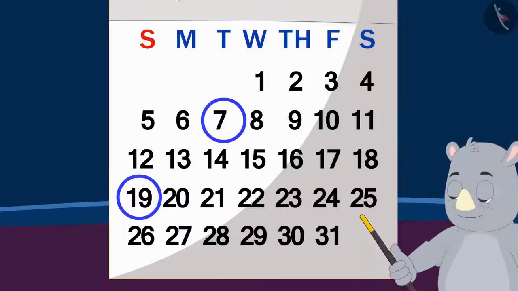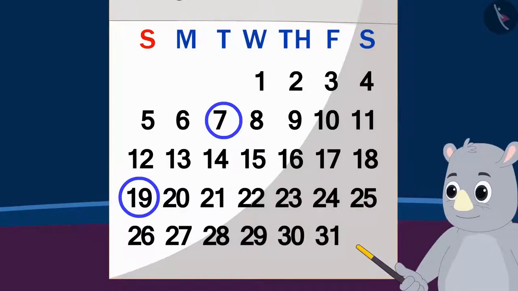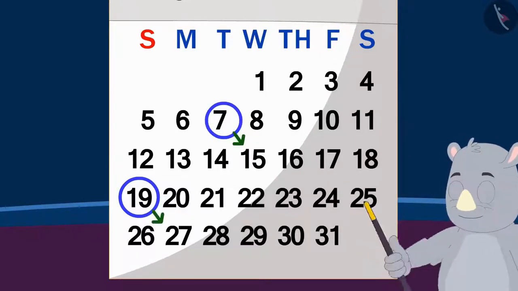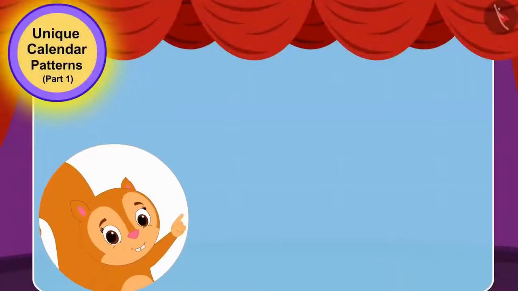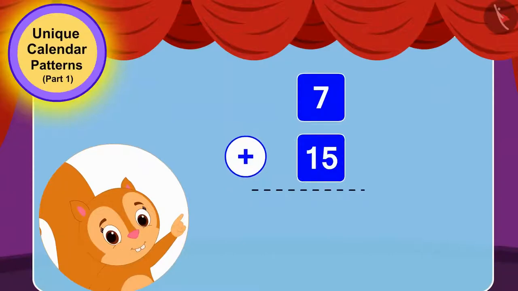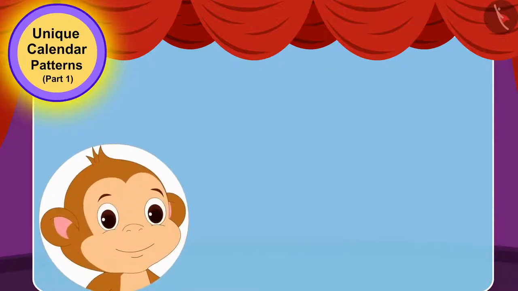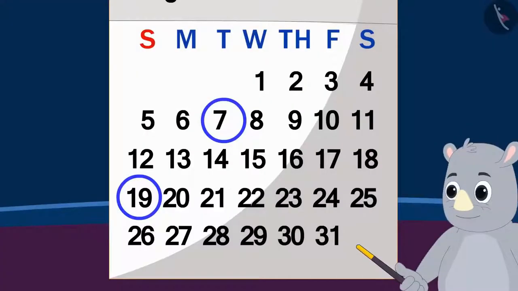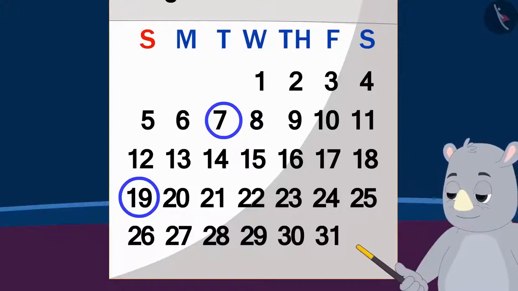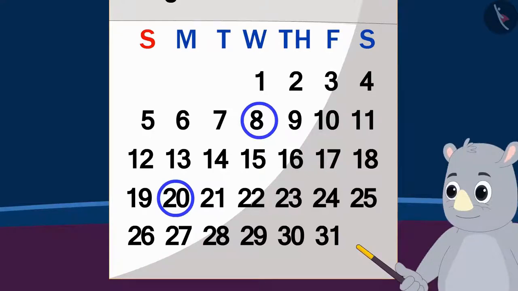Now, Gaggu asked both of them to add their chosen date and the date written in the diagonally opposite direction. Chanda added 7 and 15 in this way. Children, the sum of 7 and 15 is 22. Now, Babban added 27 to 19. Adding 27 to 19 equals 46.